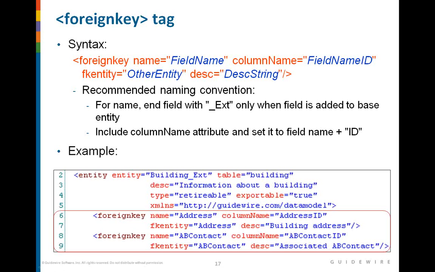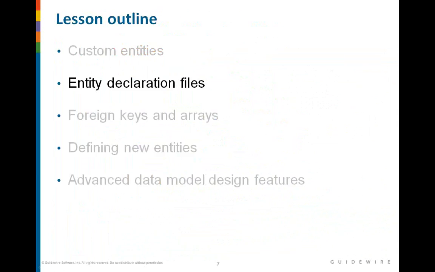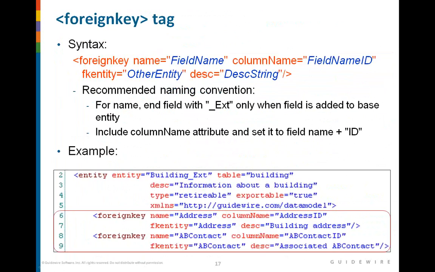And here, include the column name attribute and set it to the field name plus ID. This is the convention again. The recommended naming convention is field name plus ID, so we understand this is a foreign key. We don't have data here, we can show that to you.